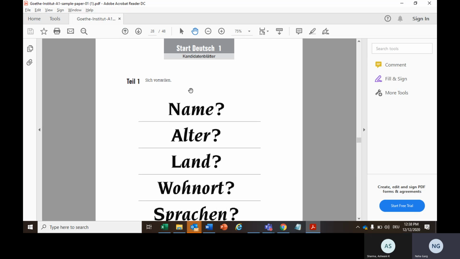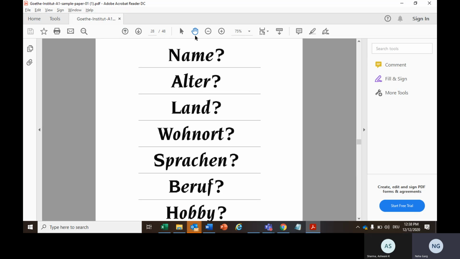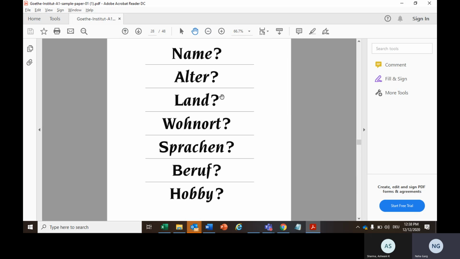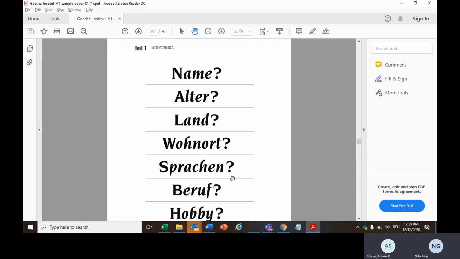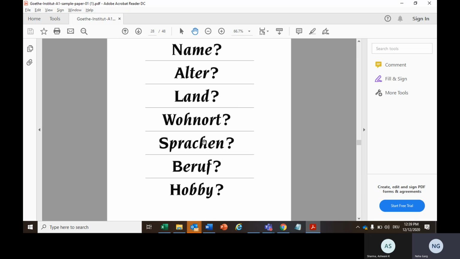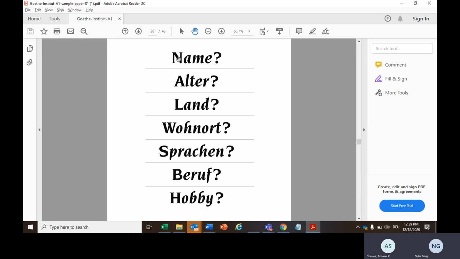So now if you talk about Sprechen, Teil 1 is very simple. It goes like the same with each level, till B1, I guess. So here you have to do the Vorstellung first and you have to give your introduction. You will be given this particular big sheet, where all this information will be written: Name, Alter, Land, Wohnort, Sprachen, Beruf und Hobby. And this will not be recorded. Speaking is like a viva.